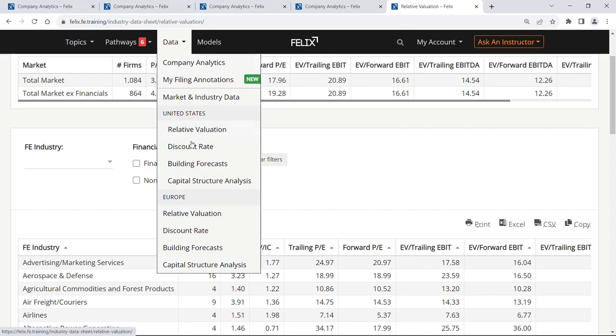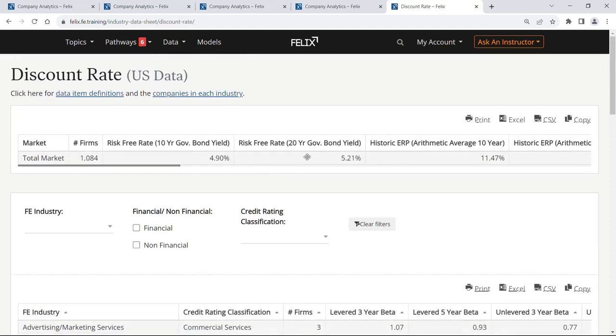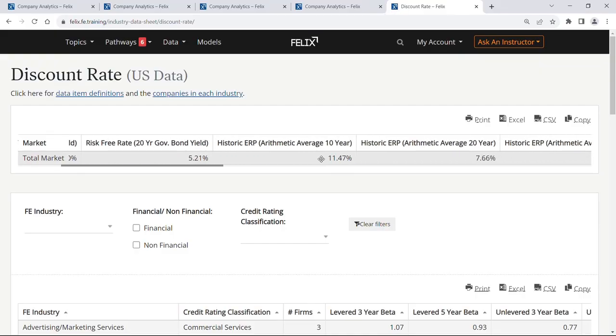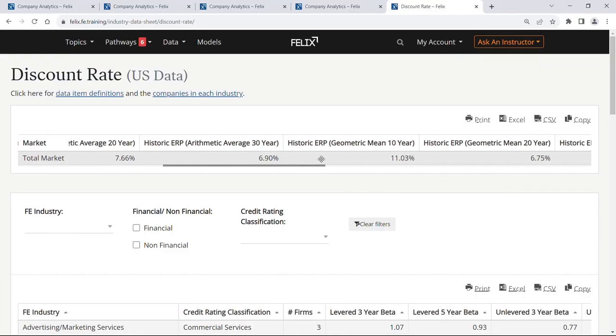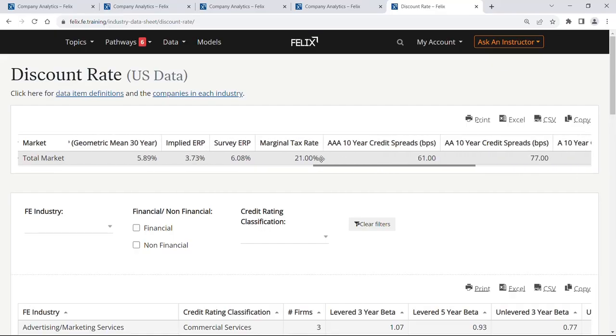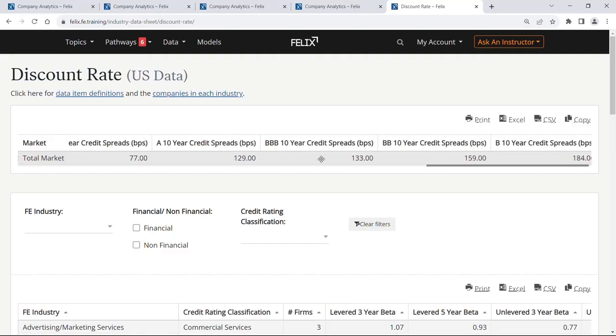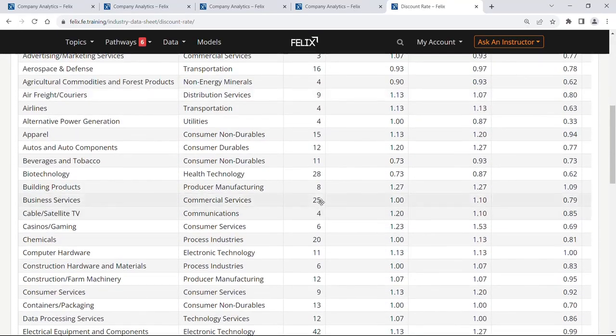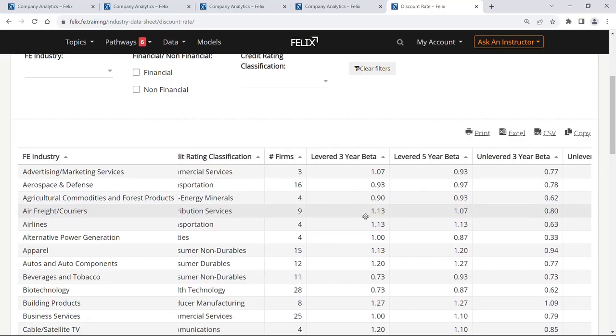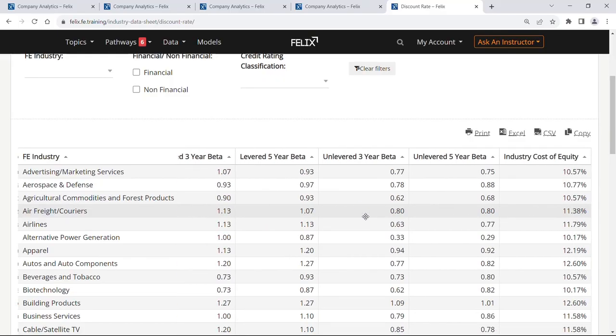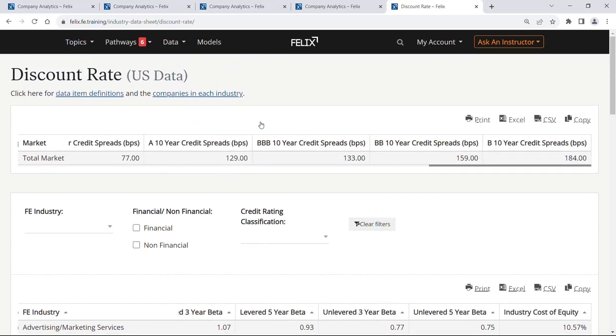In addition to relative valuation, we have discount rates. So it gives us at the very top the main industry metrics, the risk-free rates, but we've also got equity risk premiums, and right at the end here we also have credit spreads for different credit ratings. So this is everything that an analyst needs. In addition to this, we also have it by industry down at the bottom, and you can see that we've got a cost of capital on the right, the implied industry cost of equity. So that is discount rates.